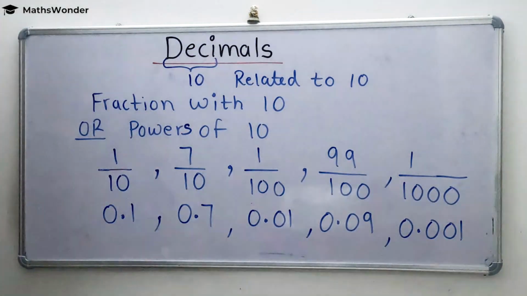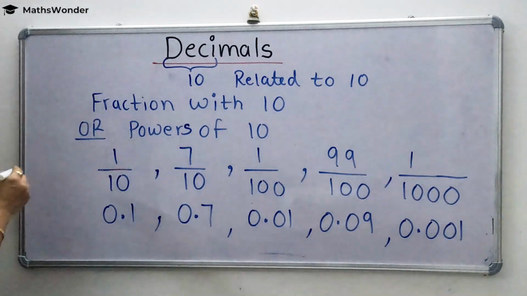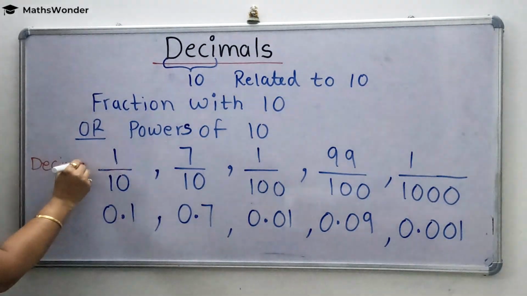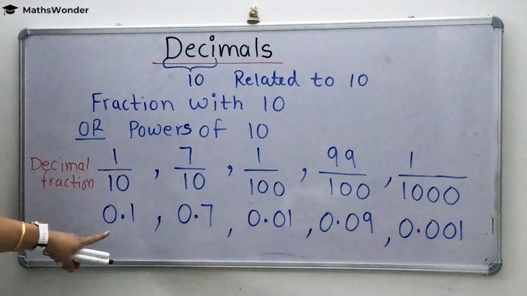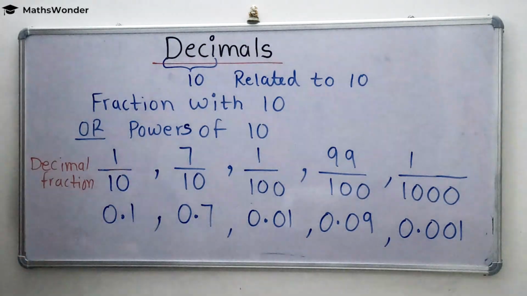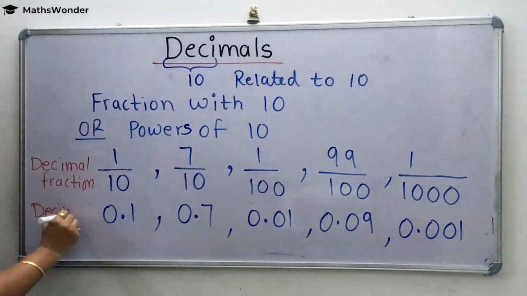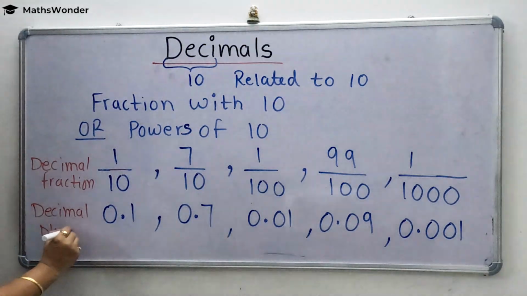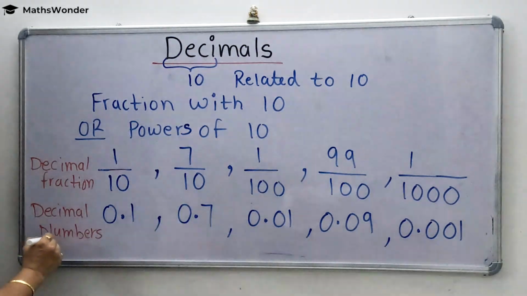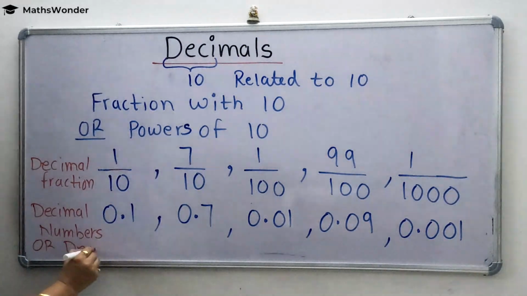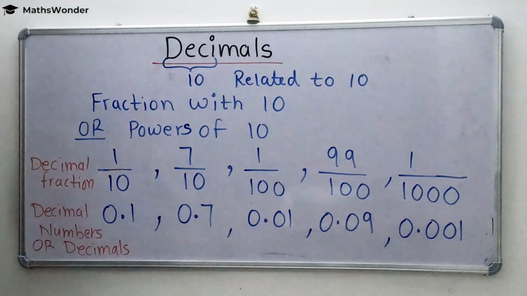I will tell you why we write this, but first of all I am explaining what to call it. This you will call a decimal fraction, 1/10 or whatever. When you write it in this form, then you call it a decimal number, or decimals, or decimal. So now you should know each and every part of the decimals, so it will be easy to understand.